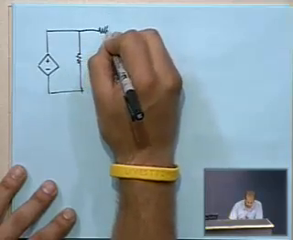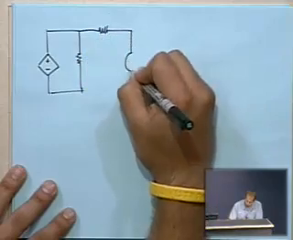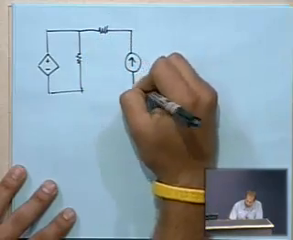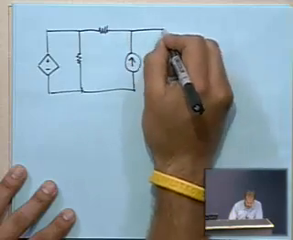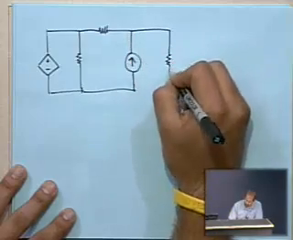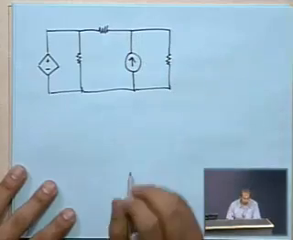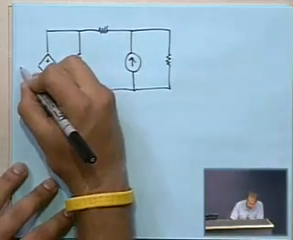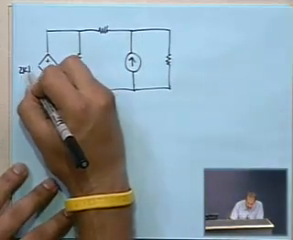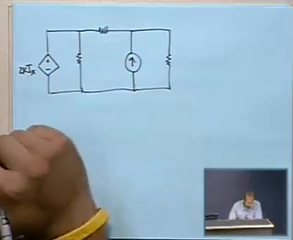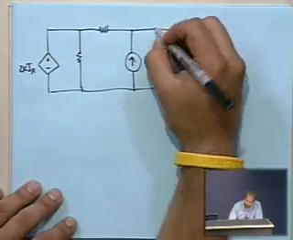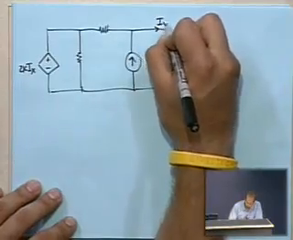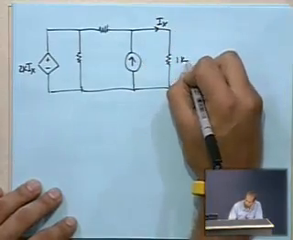So resistor, current source, and resistor. This dependent source is a dependent voltage source that gives out 2,000 times Ix. Ix is defined to be the current over here that's running through this 1 kilo ohm resistor.